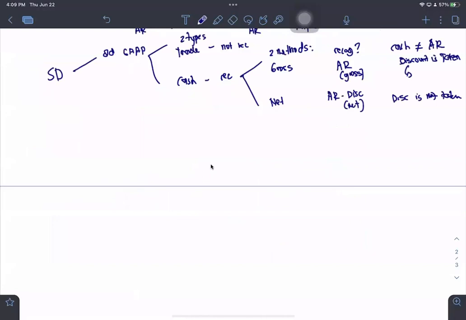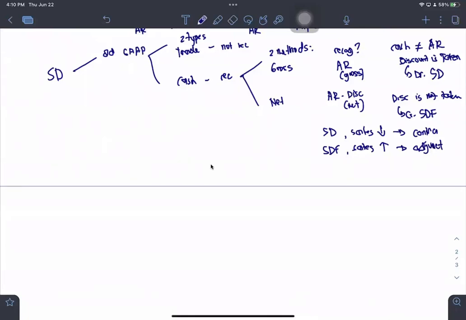And here, whenever discount is taken, you debit sales discount. Here, you credit sales discount forfeited. So what is the effect? Sales discount decreases your sales, while sales discount forfeited increases your sales. Whenever an item decreases your normal item, we call that a contra account. And whenever it increases another item, we call that an adjunct account. Okay? That is for your old GAAP.